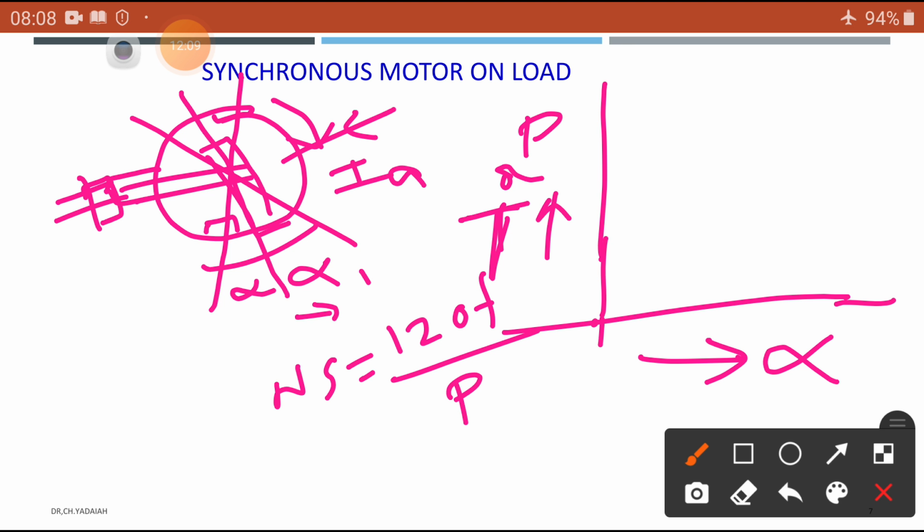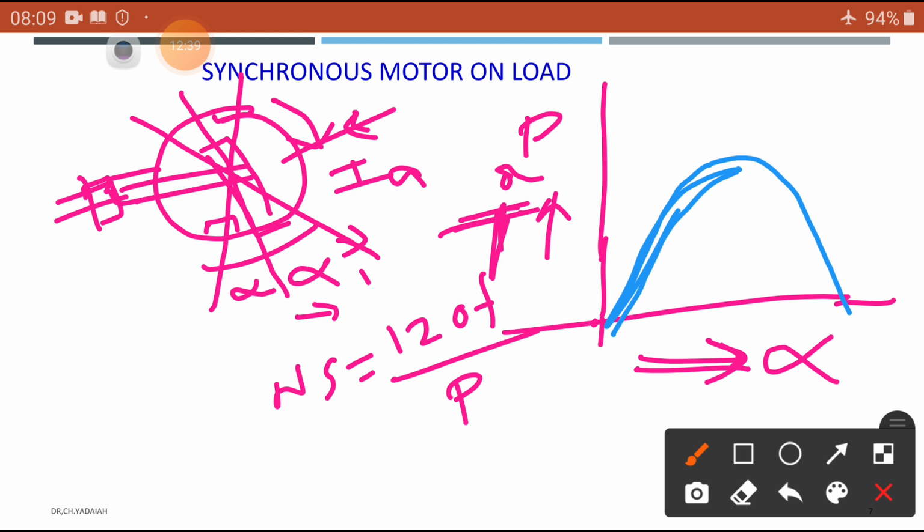Now due to the increased load on the motor, it draws the extra current to produce the torque. That means if alpha increases, torque also increases. So you draw the curve, which goes on increasing. This is the torque. It is a stable operation up to the maximum, which is 90 degrees. That means the angle alpha between the rotor field axis and the stator field axis is 90 degrees.